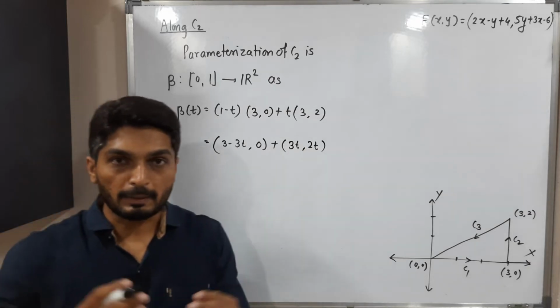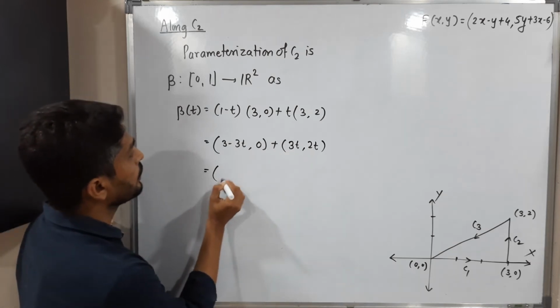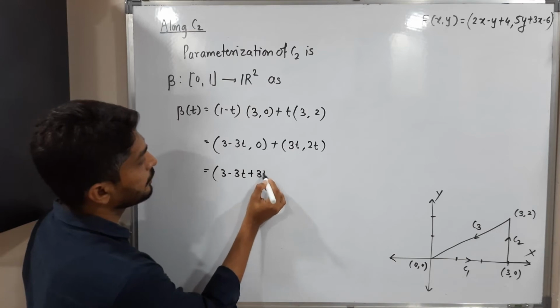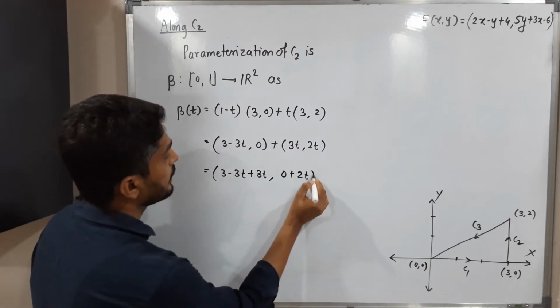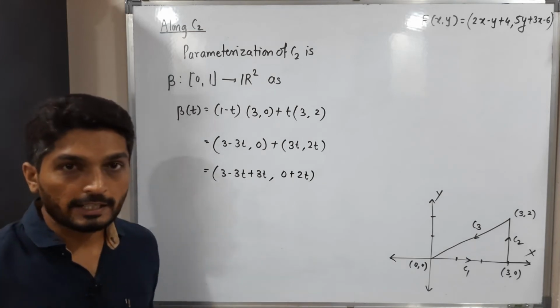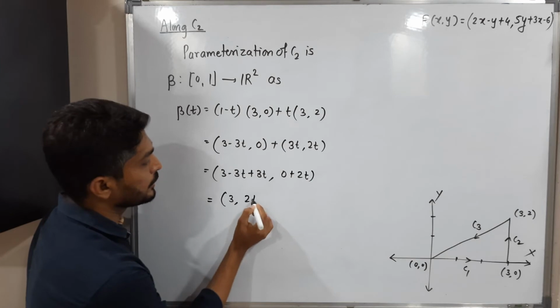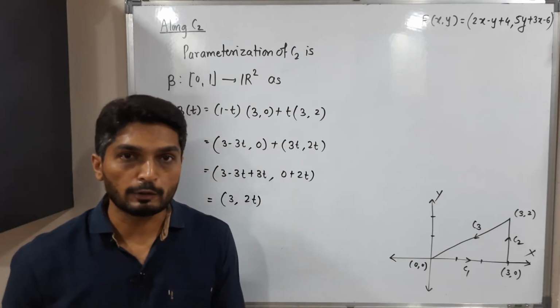So let us add them. Component-wise we will add the first component. So 3 minus 3t plus 3t, comma, we will add the second component 0 plus 2t. So minus 3t plus 3t will get cancelled. We will have 3 only and here 2t. So this is beta of t. After that we should find its derivative, beta dash of t.